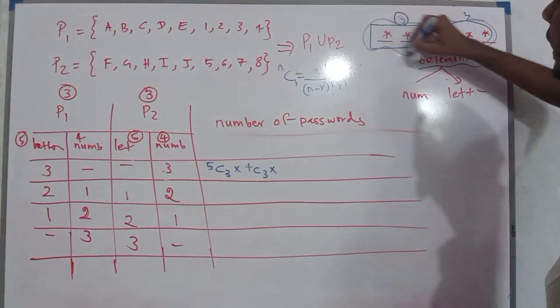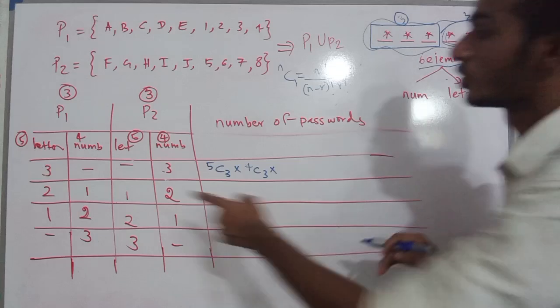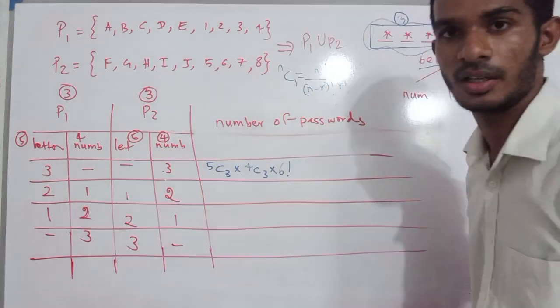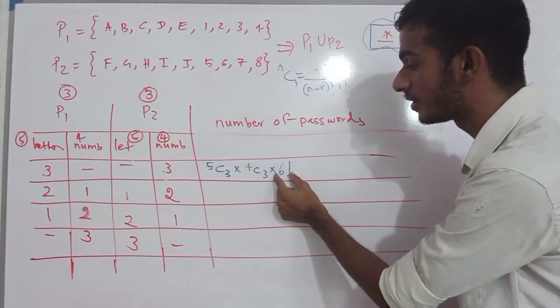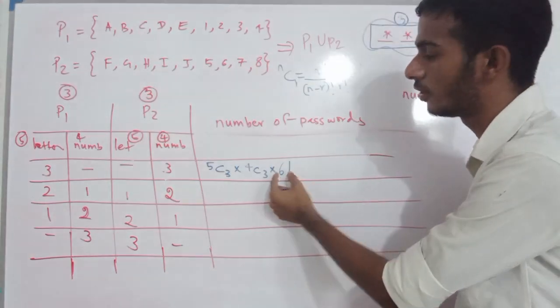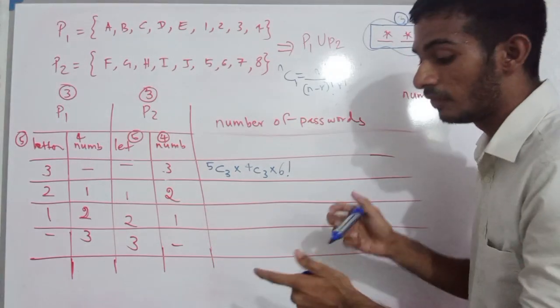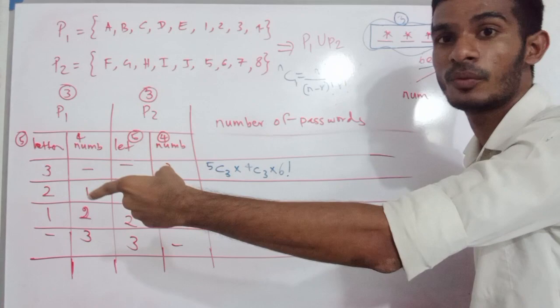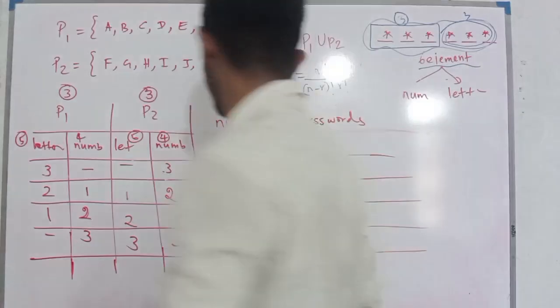Now, after selecting all the elements, we can shuffle them. So we have 6 elements. Again, we have to multiply this also by 6 factorial. Sometimes if you forget this 6 factorial in the examination, you will lose the marks because we have to find out all the number of passwords. By shuffling them also, we can generate new passwords.